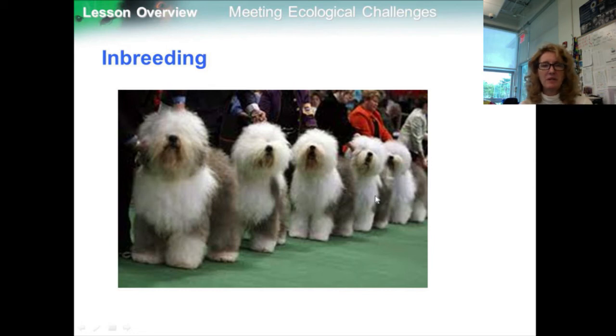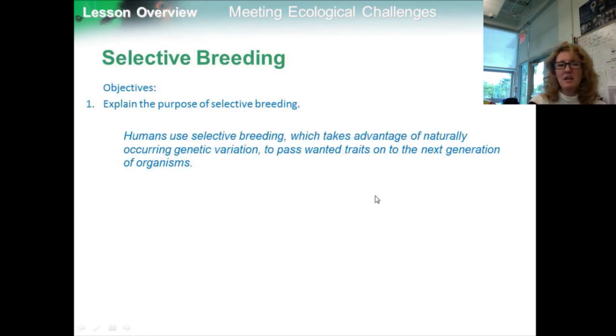Most of the members of a breed are genetically similar, which increases the chance that a cross between two individuals will bring together two recessive alleles for a genetic defect. Our objective is to explain the purpose of selective breeding. So humans use selective breeding, which takes advantage of naturally occurring genetic variation to pass wanted traits on to the next generation of organisms.